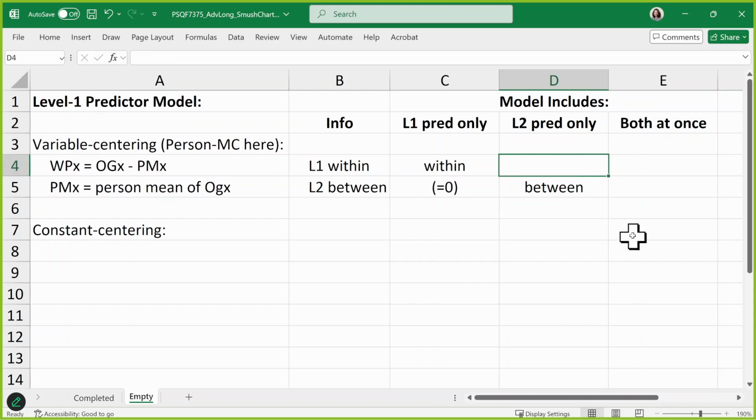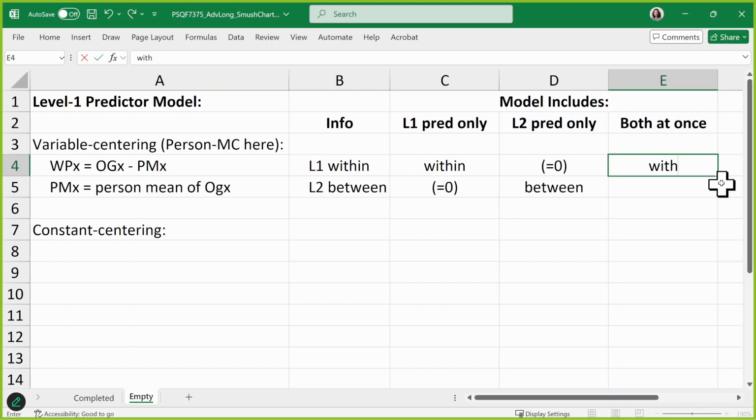What are we assuming about the level 1 slope for within person x if we exclude it? 0, exactly. And if we put both of these things in at once, what does the level 1 effect become? Yeah, it didn't have to change at all. Likewise, level 2 didn't change. So I like it this way. It makes life easier. You know what you get.